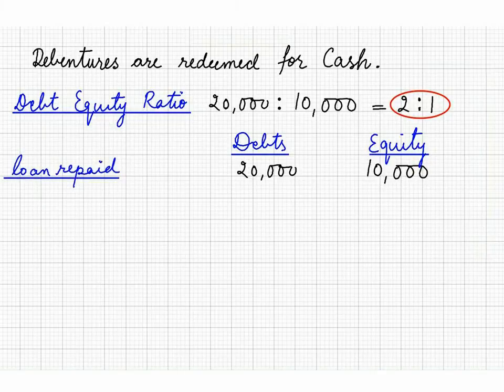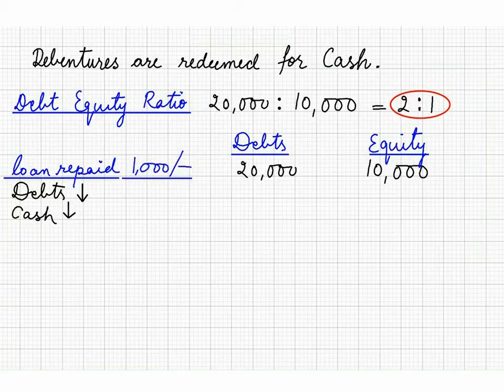So on one side, company will decrease long-term loans, means long-term debts, and on another side, company will decrease its cash. So previously debts were rupees 20,000. Suppose debentures of rupees 1,000 were redeemed, means repaid. Now the new debts will be rupees 19,000.